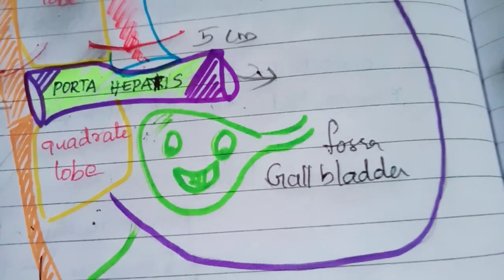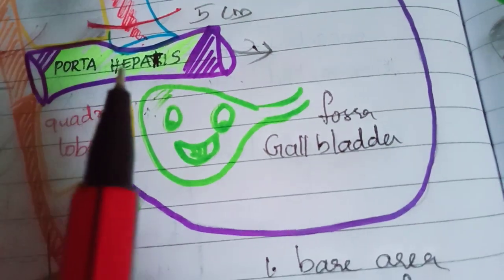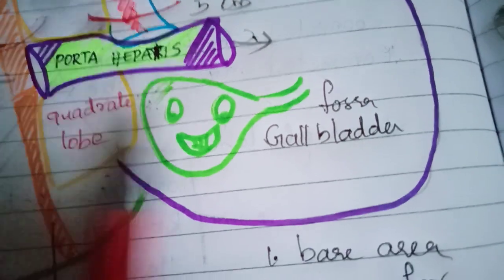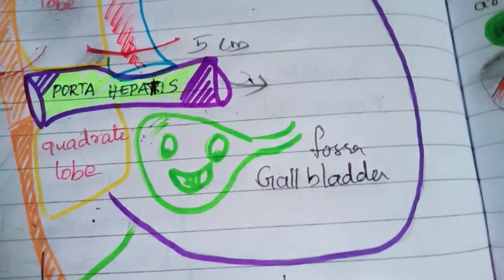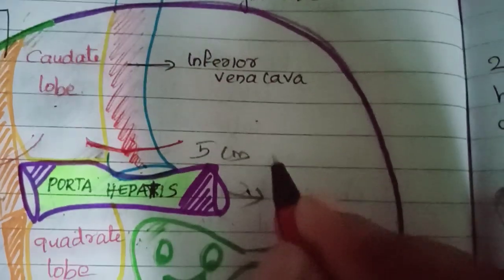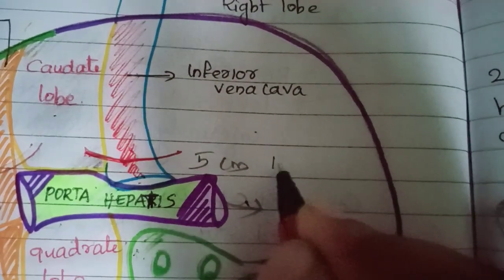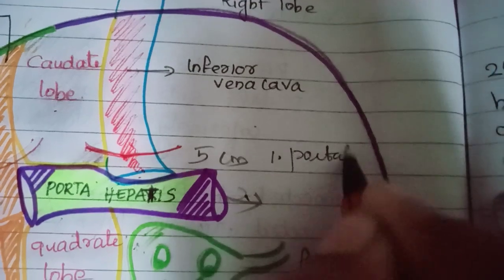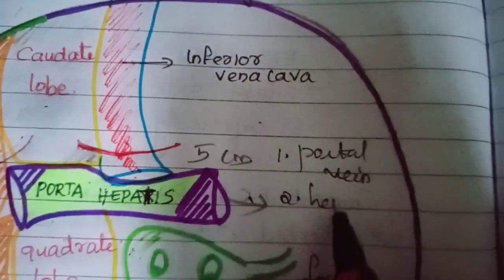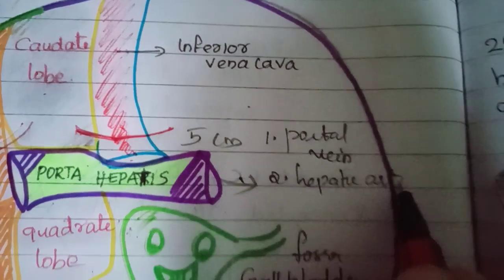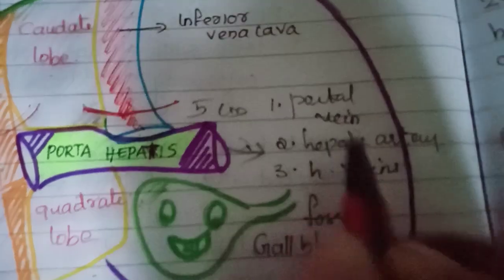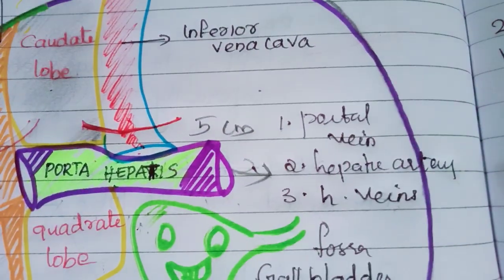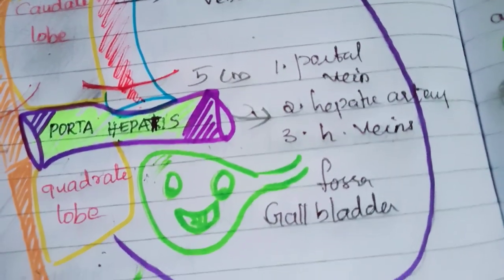Then the portal vein, hepatic artery and hepatic nerve enter into the liver through this porta hepatis. So what are they? Three structures. First, the portal vein. Second, the hepatic artery. Third, the hepatic vein enters into the liver through this porta hepatis. So these are all about the right lobe.